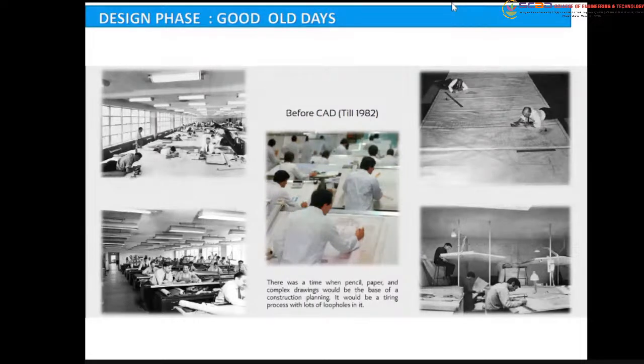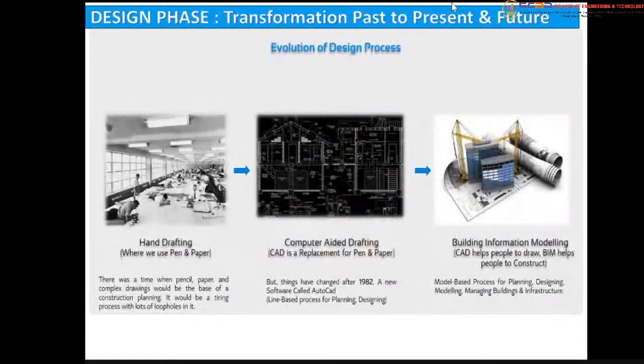So you see here, before 1982, what we were doing in the market. You can see the guys sitting with a mini drafter, a big drawing. You know, the mini drafter we used in engineering colleges, where we drew our isometric views and everything. Now the world has changed. The technology developed; the technology reached a really high level. Now you can see the people on the right corner, laying on the floor, doing the design for the buildings.